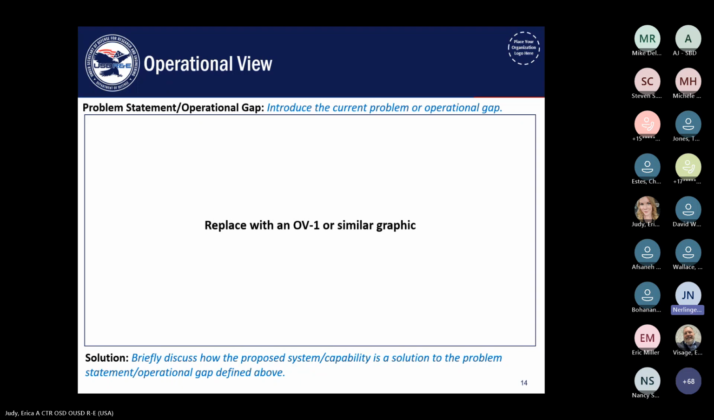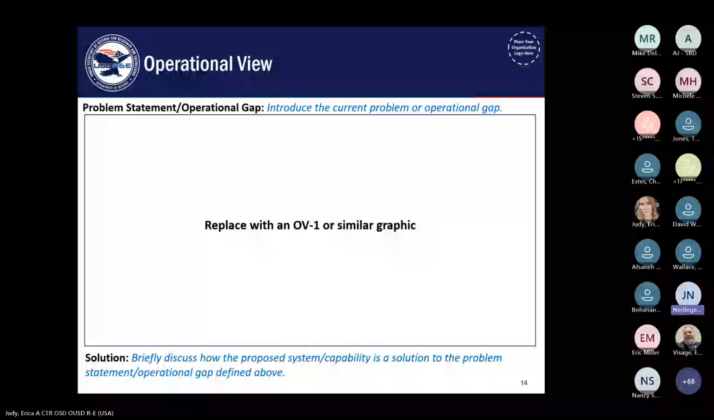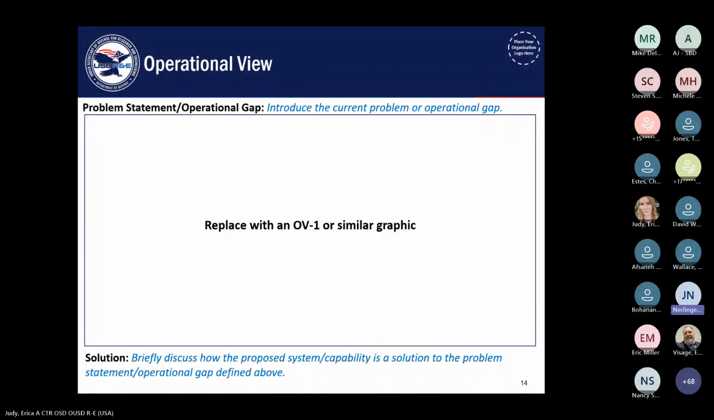Identify that for us. In the middle there, replace that box with OV1 or something similar that shows us how your system works. Maybe it's interoperable with other systems. We want to know where it lives within the DoD architecture and what functions it's performing. Lastly, down at the bottom, the solution, basically introducing, again, your project as the solution to the statement up above. So, briefly discuss how it's going to be implemented as the solution, and that's going to tee you up for the next slide. Please, Eric.